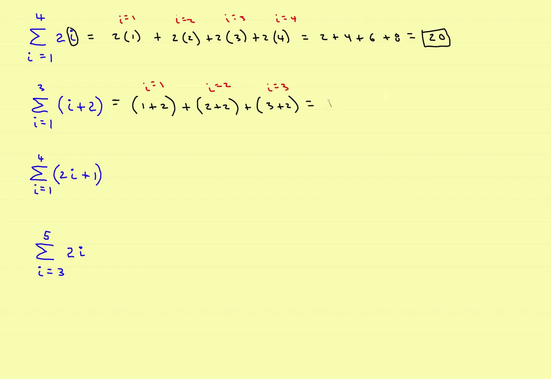Well, now add those together. First of all, 1 plus 2 will turn into a 3, plus 2 plus 2 would be a 4, and finally 3 plus 2 would be a 5. So you wind up with 7 plus 5, which would be 12.